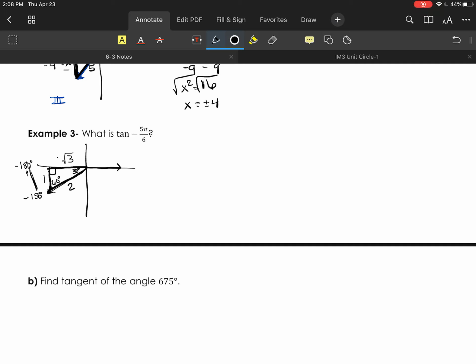You'll notice that since this is in quadrant 4, both the radical 3 and the 1 are negative, okay? Because the radical 3 is to the left of the origin, which means it's negative. The 1 is below the x-axis, which means it's negative.